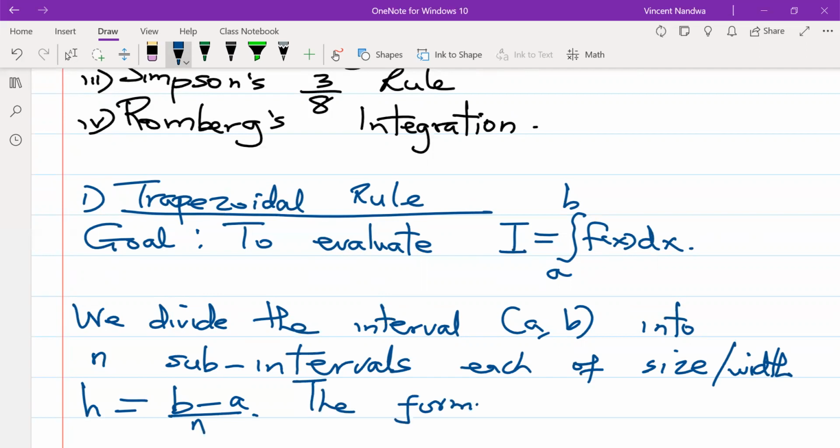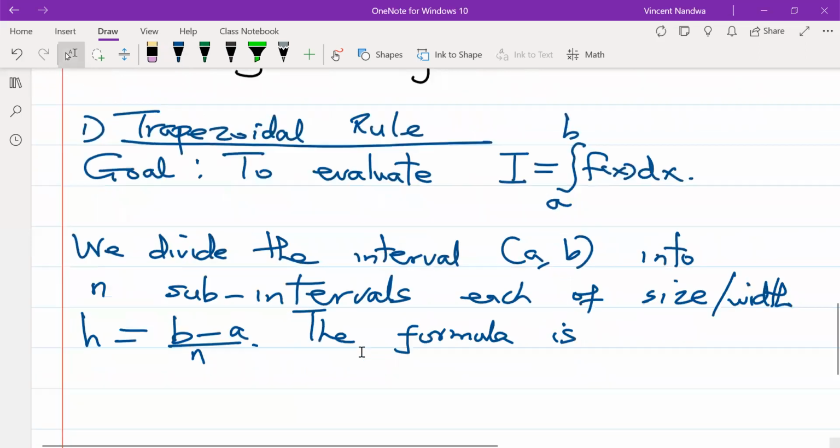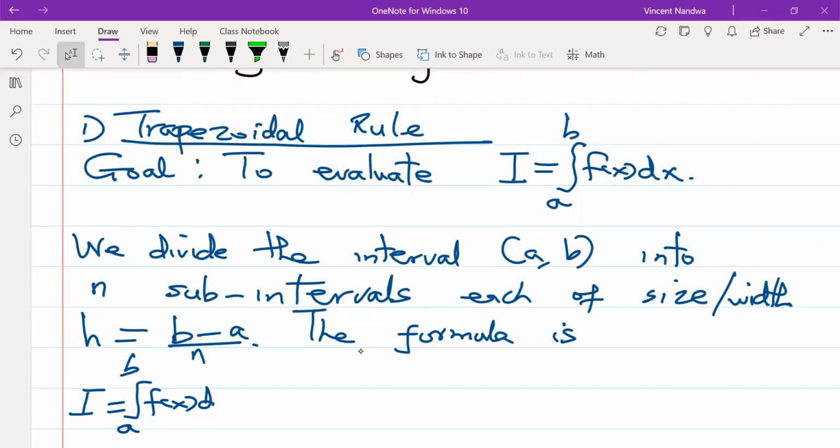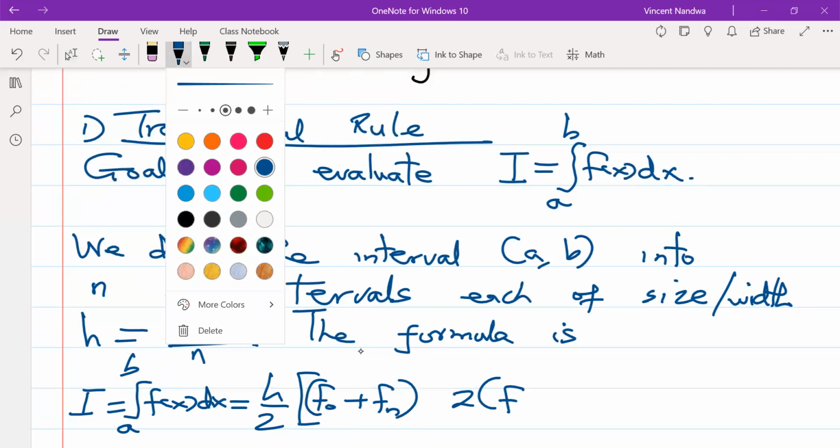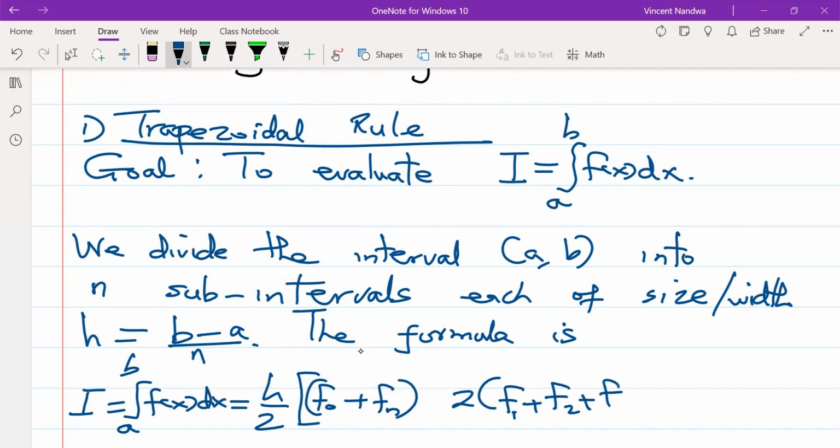The formula is: the integral from a to b of f of x dx is h over 2 times the bracket of f naught plus fn plus twice the sum of f1 plus f2 plus f3 up to fn minus 1. Then we close the brackets.